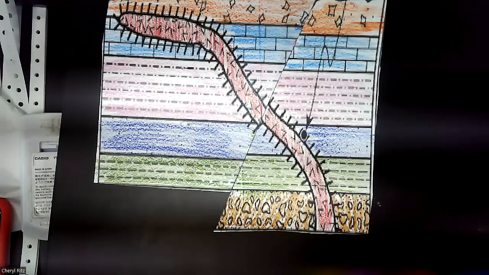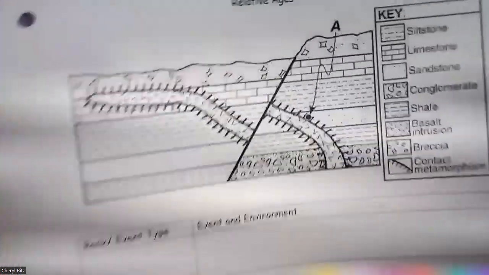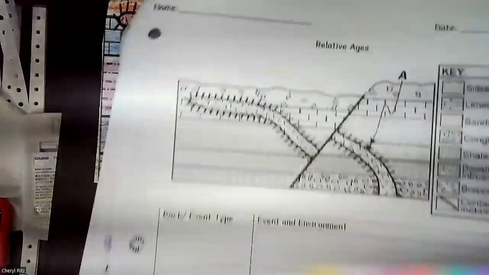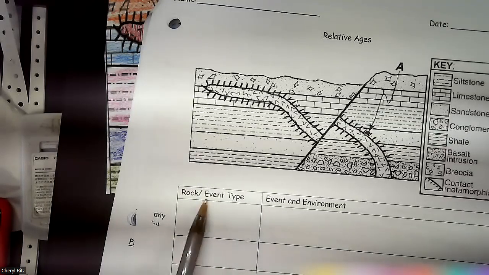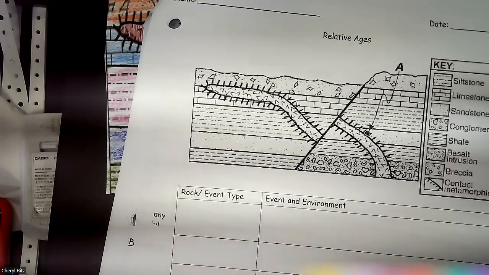So what I need you to do is in your packet, flip back to page 19. On 19, I gave you the exact same picture, just smaller. What they're going to make you do is put these layers in order. What they also include is events, and by event, that means the break or the movement or the intrusion or extrusion.